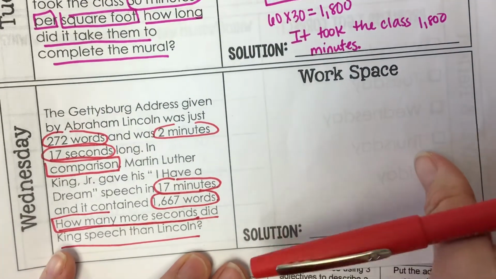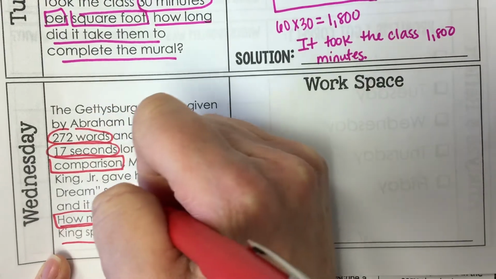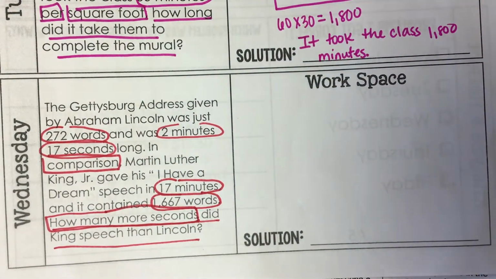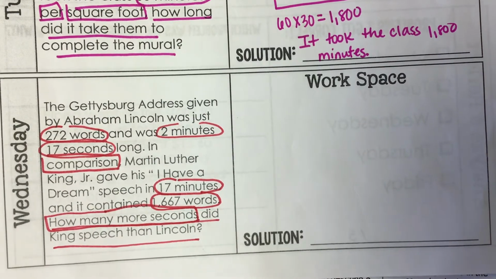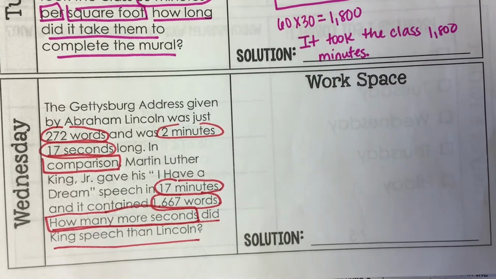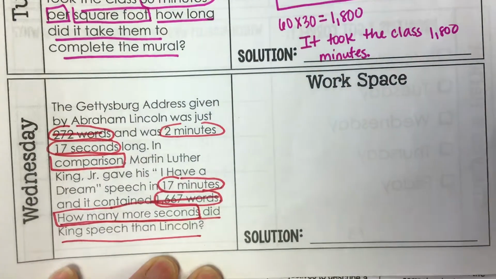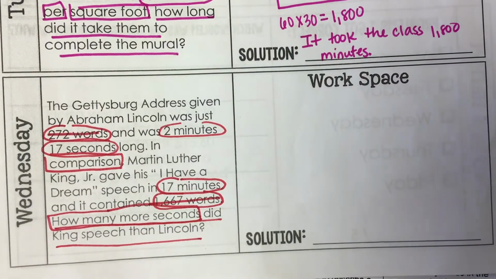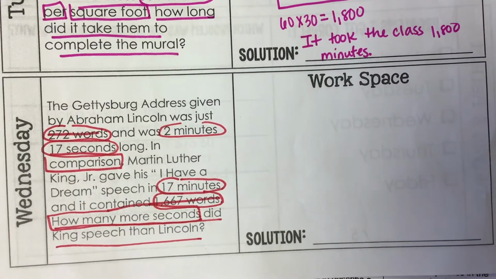Okay, so when I look at the question and it's asking me for seconds, what is the information that I can immediately take out of there? Penelope? The minutes. No, not the minutes. That's a time. So I need all the times. Penelope? Words. Yeah, I can take out 272 words and 1,667 words. I do not need to be concerned with the number of words at all because my question is about time.